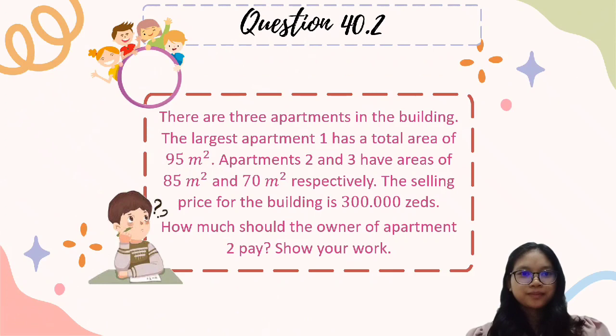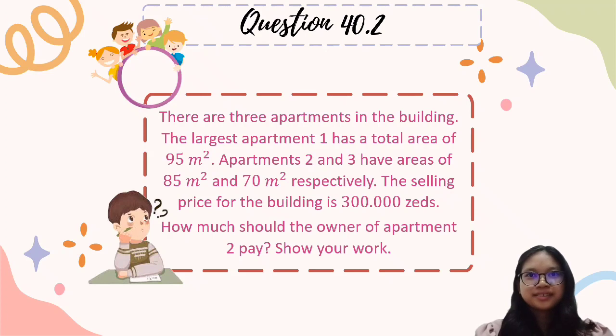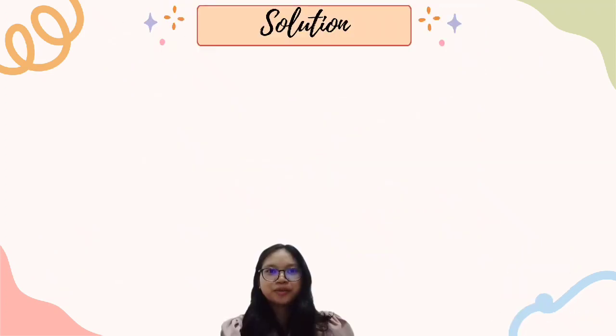40.2. For question 40.2, the problem is: there are 3 apartments in the building. The largest, apartment 1, has a total area of 95 square meters. Apartments 2 and 3 have areas of 85 square meters and 70 square meters respectively. The selling price for the building is 300,000 zeds. How much should the owner of apartment 2 pay? So, your work. What should we do to solve it?